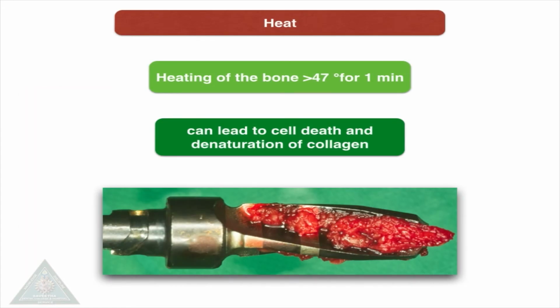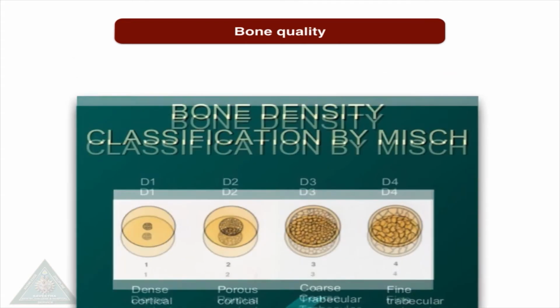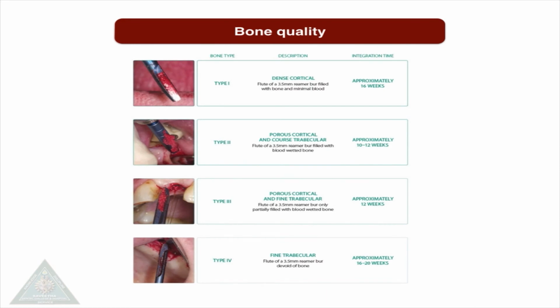The next factor is heat. Heating of a bone greater than 47 degrees for a minute can lead to cell death and denaturation of the collagen. How does this affect osseointegration? As a result, osseointegration may not occur. Instead, the implant will be surrounded by a fibrous capsule. The next factor is bone quality. The bone density has been classified by Misch as D1, D2, D3 and D4. The most important patient factor for successful implant treatment is the quality and quantity of the bone available at the implant site. Most implant failures occur in type 4 bones due to thin cortex and poor medullary strength.